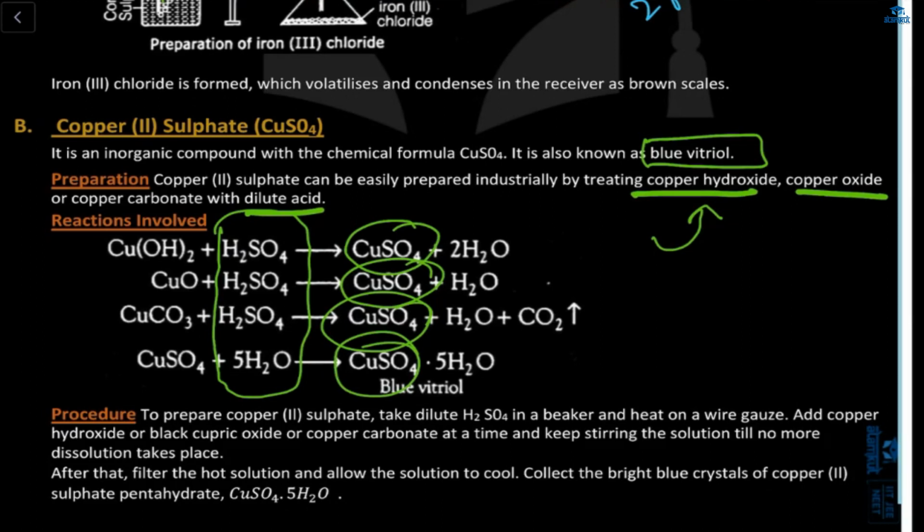So how to prepare this? By treating the copper. This is your copper hydroxide. This is your copper oxide. This is your copper carbonate, and this is your copper sulfate. By reacting with the dilute acid, what are we getting? We are getting blue vitriol.